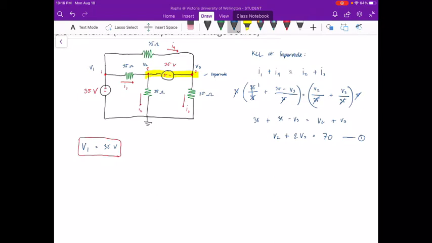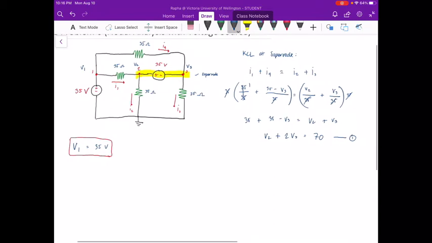So the next equation that we will come up with is within the supernode itself. We have V2 minus V3 is equal to 35. That automatically becomes our equation 2. So now we have two equations and two unknowns. We can solve this, and I would like to solve this by elimination.